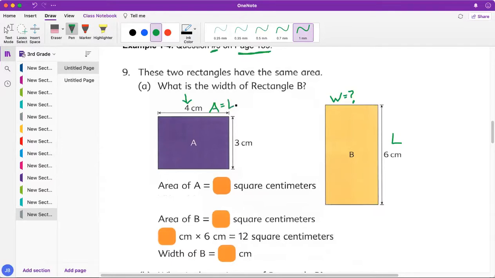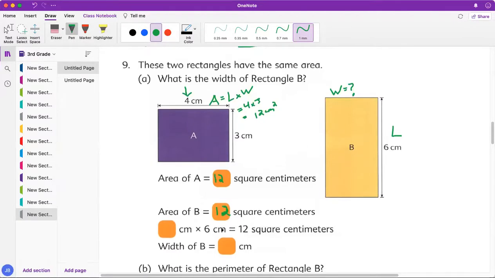What if we did length times width again, right? Because that's what we're going to keep on doing. So we can say 4 times 3. So here we should get 12 centimeters squared. So we can say 12 here. So that we can also say the area of B should be 12 because it told us that they are the same. Oops, 12. There we go.